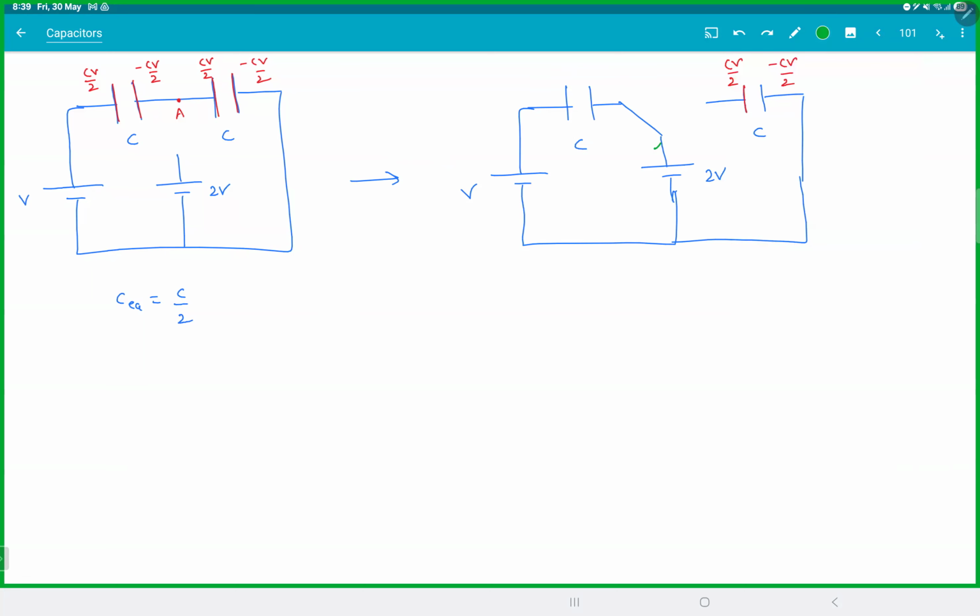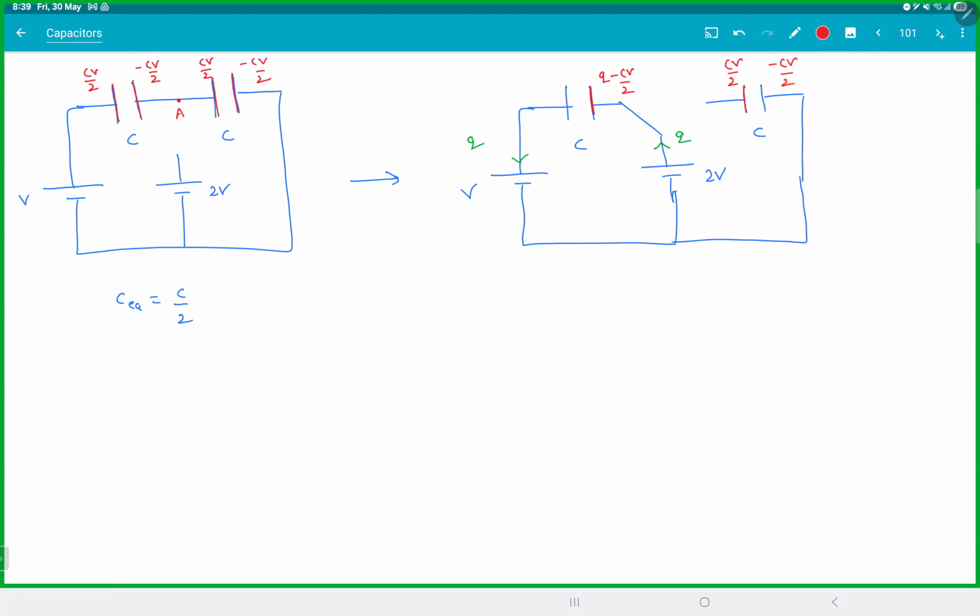Let Q charge go from the battery. Isn't that how we start anytime? If you're connecting a capacitor with a charge already to a battery, this is how you start. Then initially how much charge do you have on this plate? Minus CV by 2. Now you will have Q minus CV by 2. Agreed? On that plate you had minus CV by 2, and now you sent an additional charge Q.